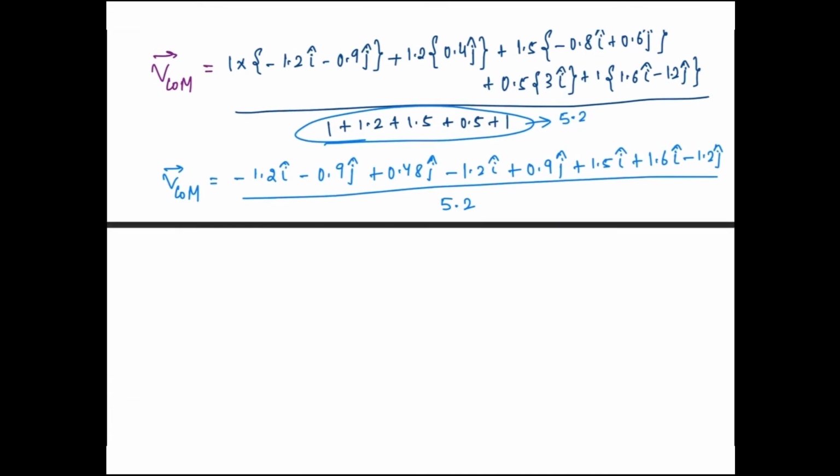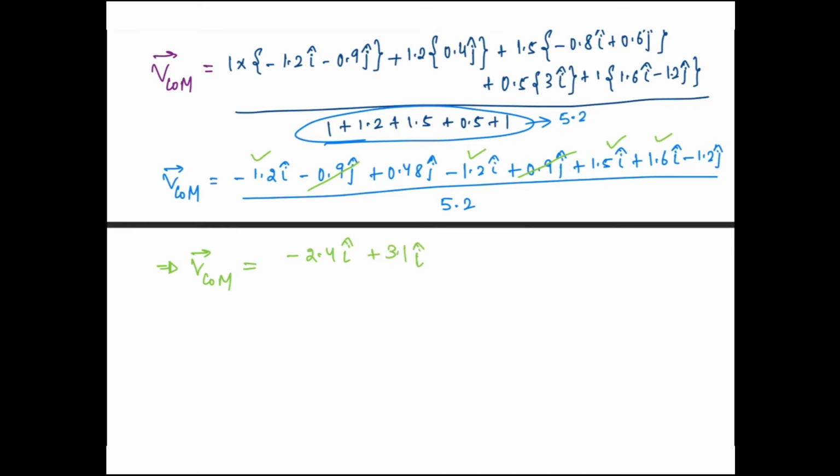Now from here we can see that 0.9 j cap and 0.9 j cap will cancel. So what will the velocity of center of mass be? Here it will be minus 1.2 minus 1.2, that is minus 2.4 i cap plus 1.5 i cap and 1.6, this will be equal to 3.1, so we can write it here, it will be plus 3.1 i cap.